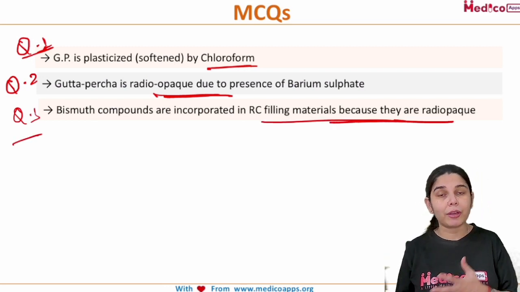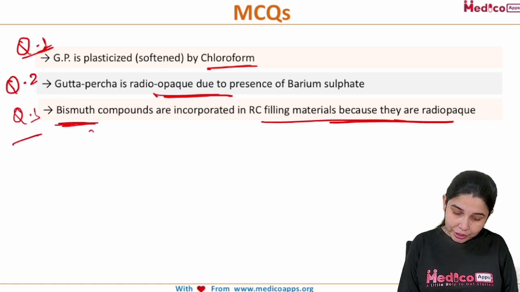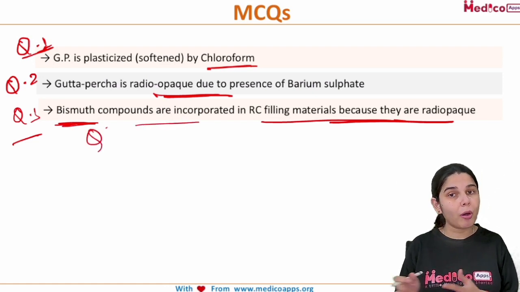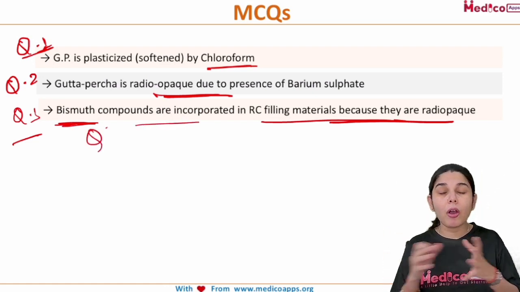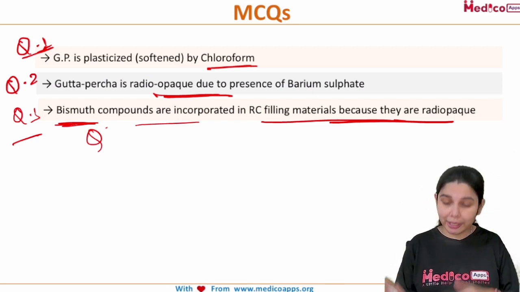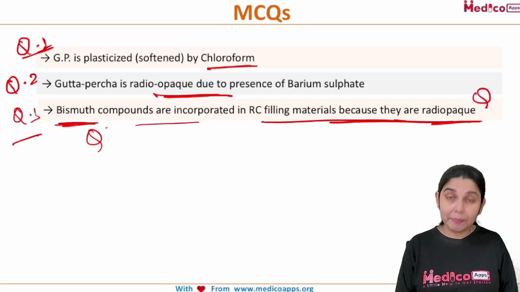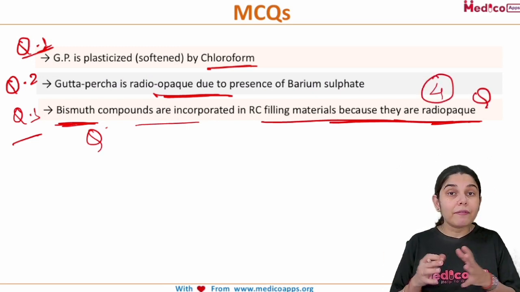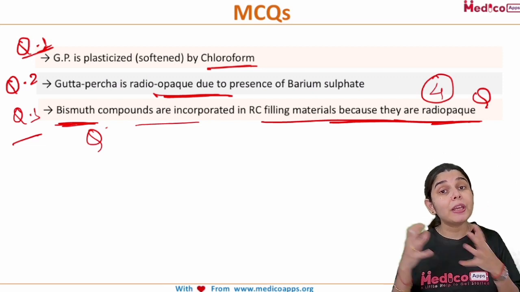And lastly, bismuth compounds are incorporated so that the RC filling materials become what? Radio opaque. So this can be a question: the dash compounds are incorporated to make it radio opaque, or bismuth compounds are incorporated in RC filling materials so that they become dash. They become radio opaque. So all these are other questions which are framed from the GP composition.